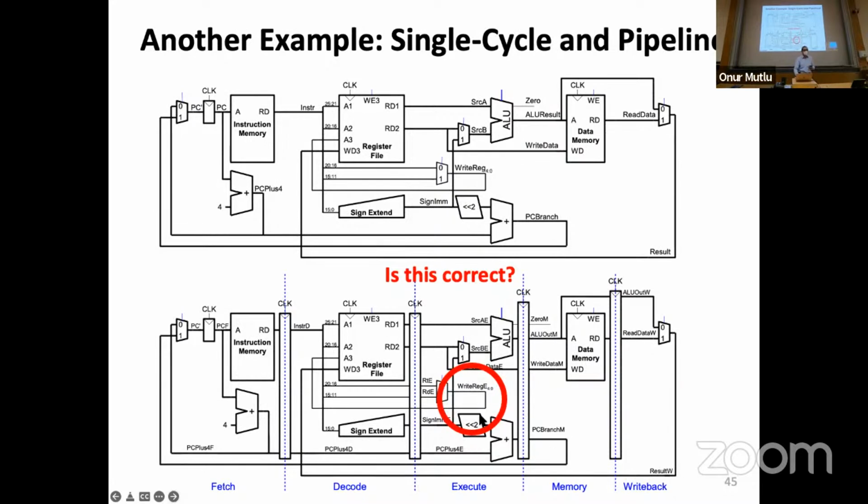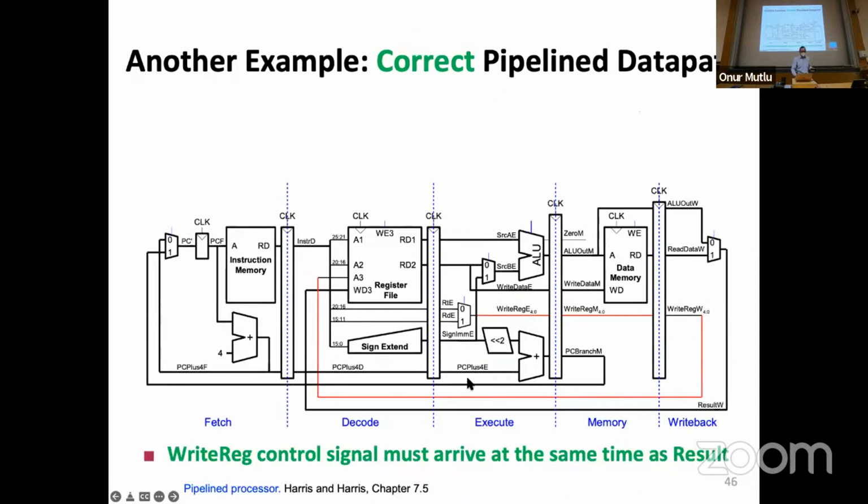So you can easily make mistakes if you're not careful in a pipeline control. So this is the fixed version, basically. This is the correct pipeline data path. You need to also propagate the write register ID over here and use it whenever you're actually writing to the register, which is in the write back stage.